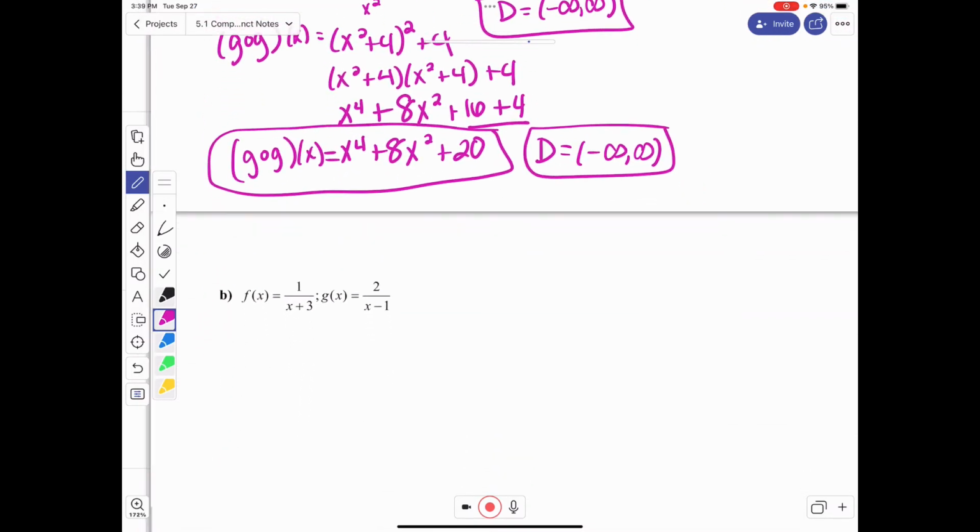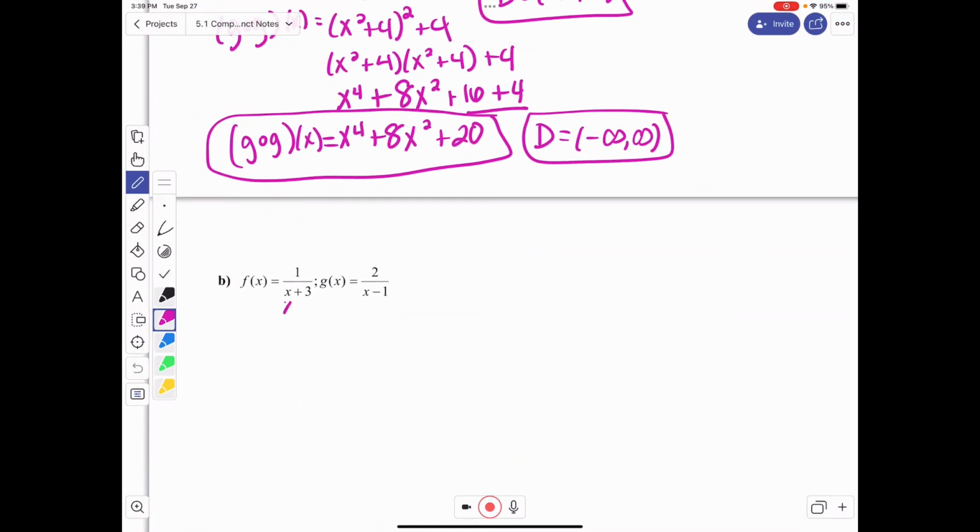Okay, so on this one, I start off with my restrictions, like x can't be negative 3. So my domain is negative infinity to negative 3, union negative 3 to infinity. And here, I don't want it to be 1. My restriction would be 1. So my domain would be negative infinity to 1, union 1 to infinity.